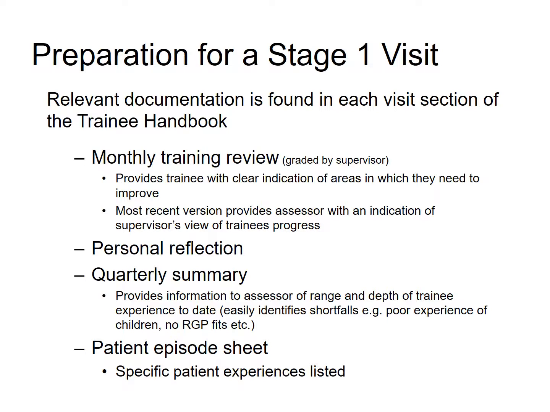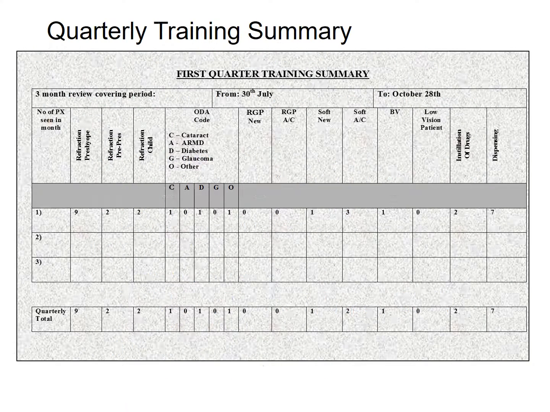So, the quarterly summary. It looks like that. This is the addition of all the separate logbook pages. So once a quarter, it's good practice to add them up. There's a monthly summary as well. You can add the monthly ones up to make the quarterly one. Really useful for me, and we'll talk about how I use that in terms of preparation later on.